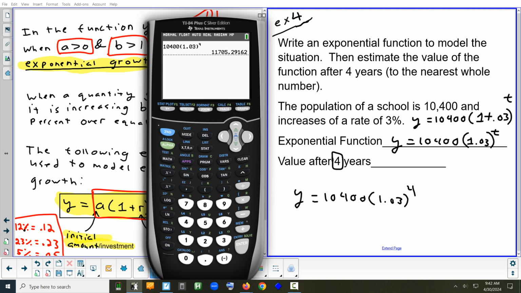Would you get 1.3? No, 1.03, when we added 1 plus 0.03 together. Oh, I see. That's the 1.03. Okay, so what's the population of the school going to be based on that growth rate after 4 years? 11,705. 11,705 students. Yep.